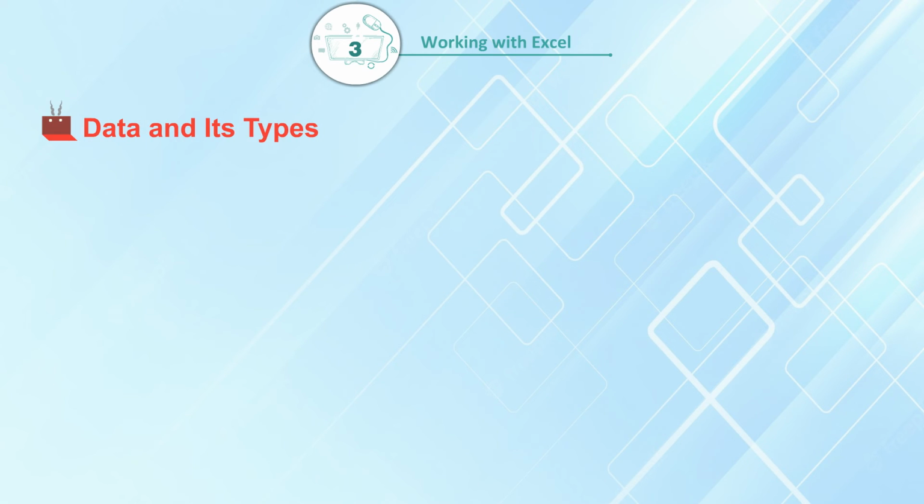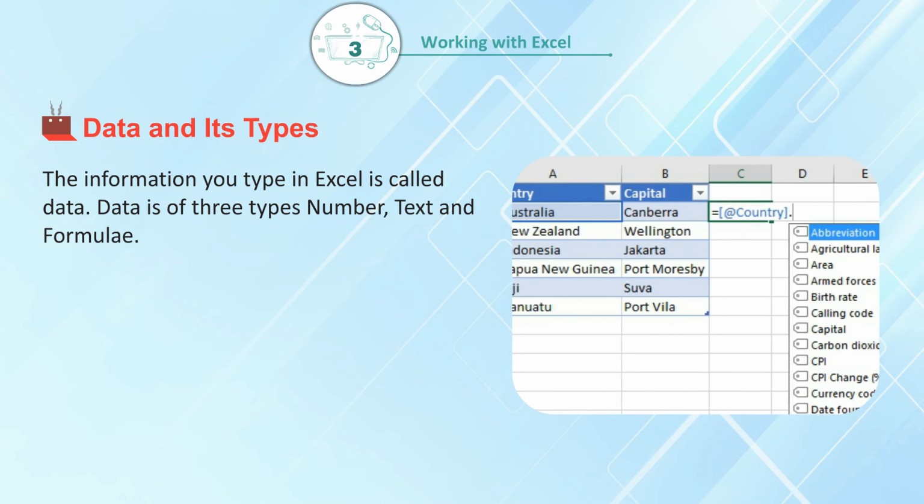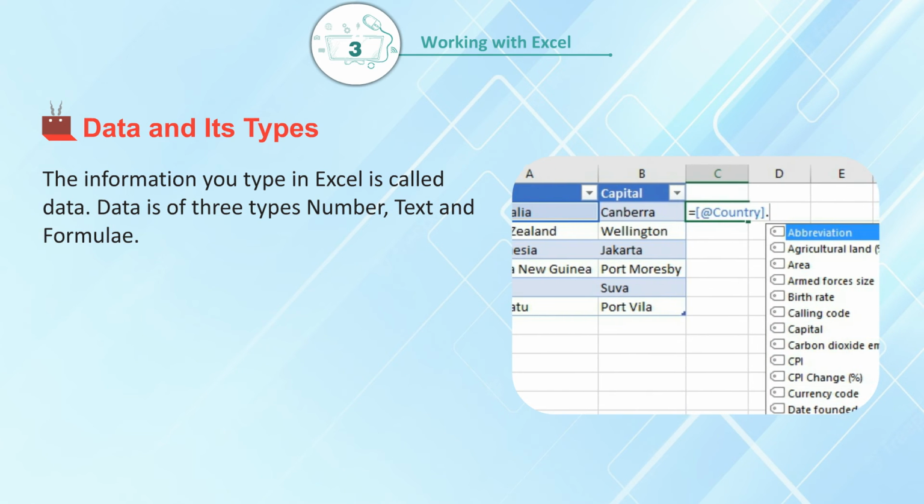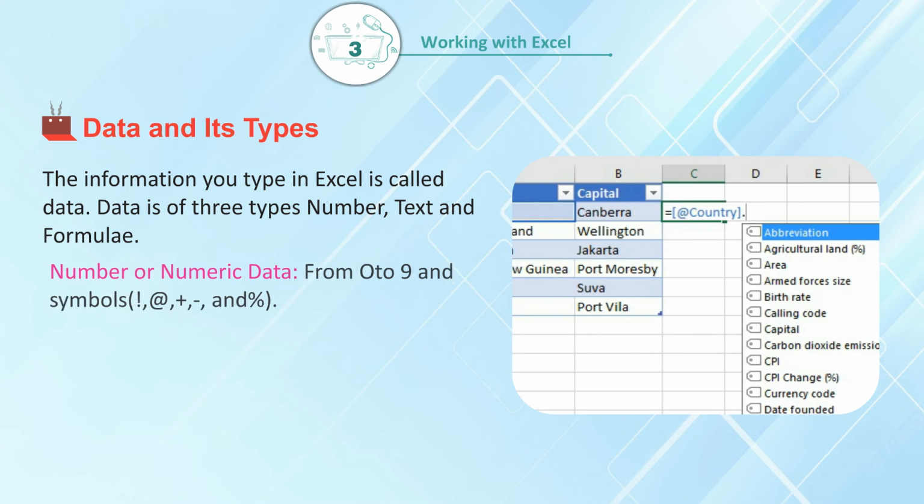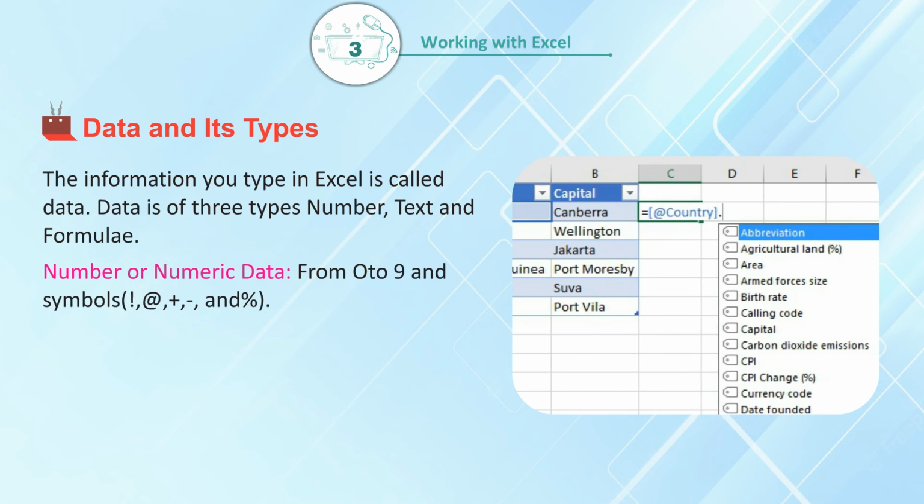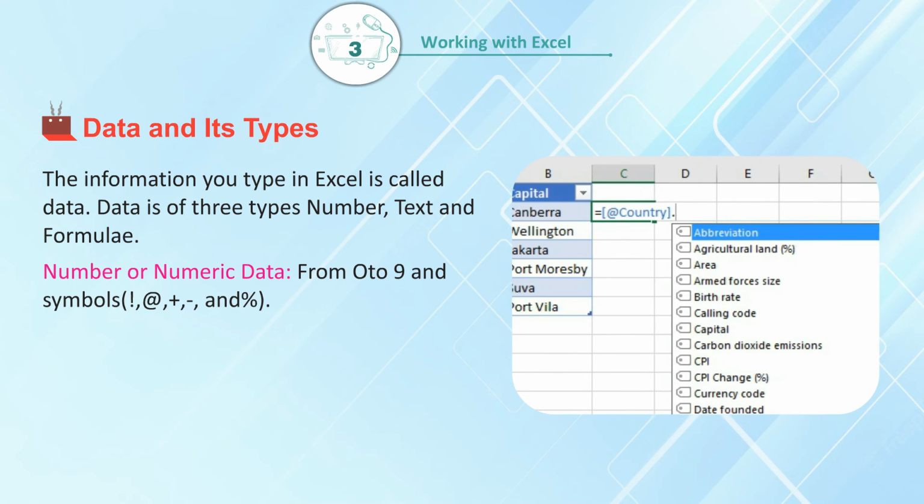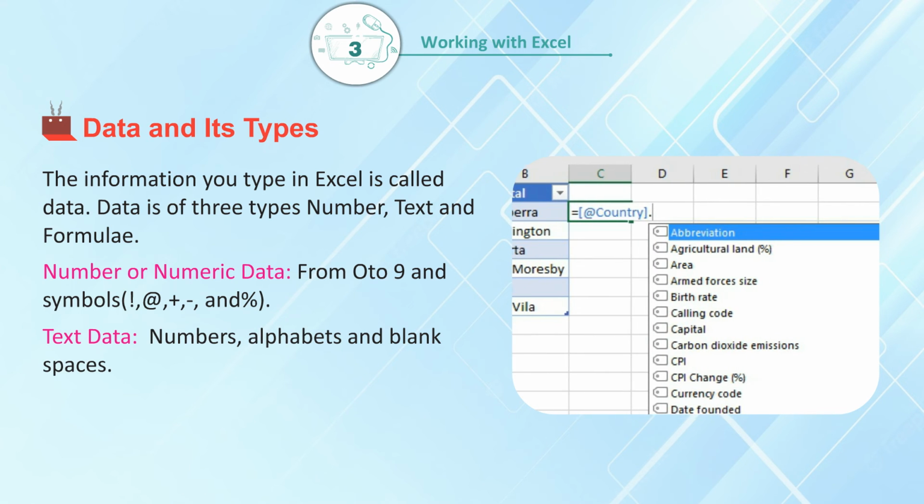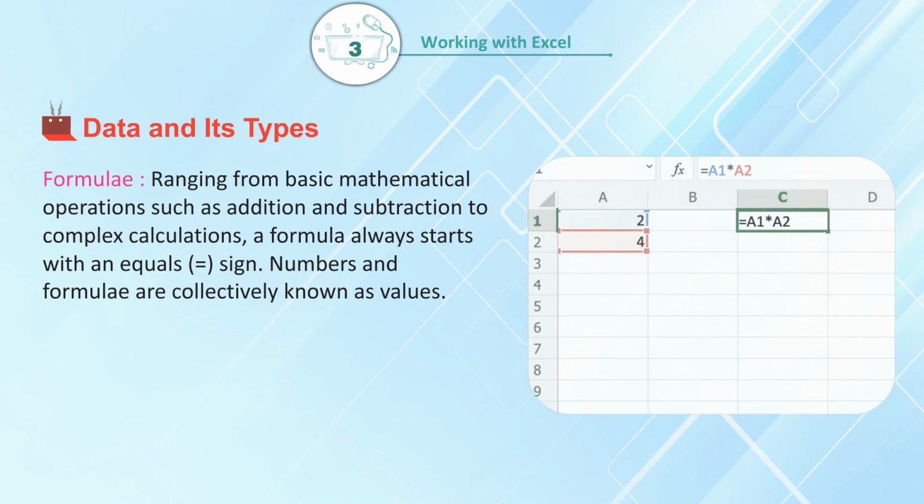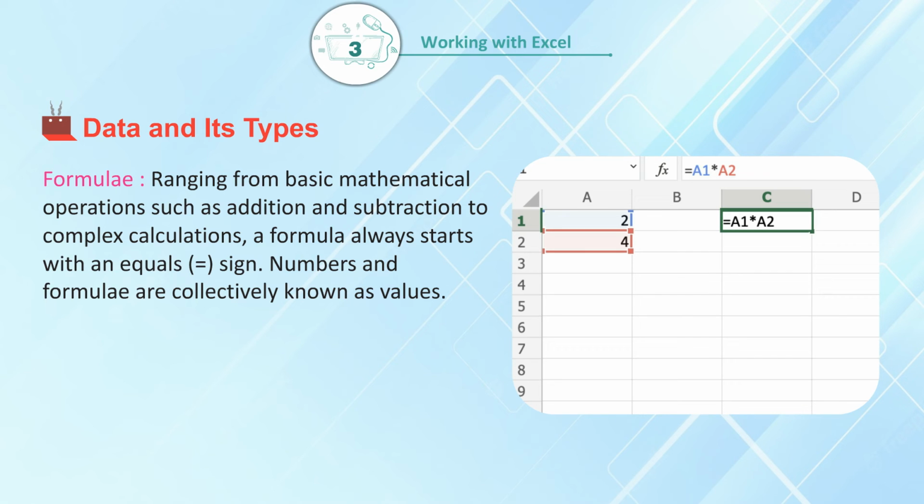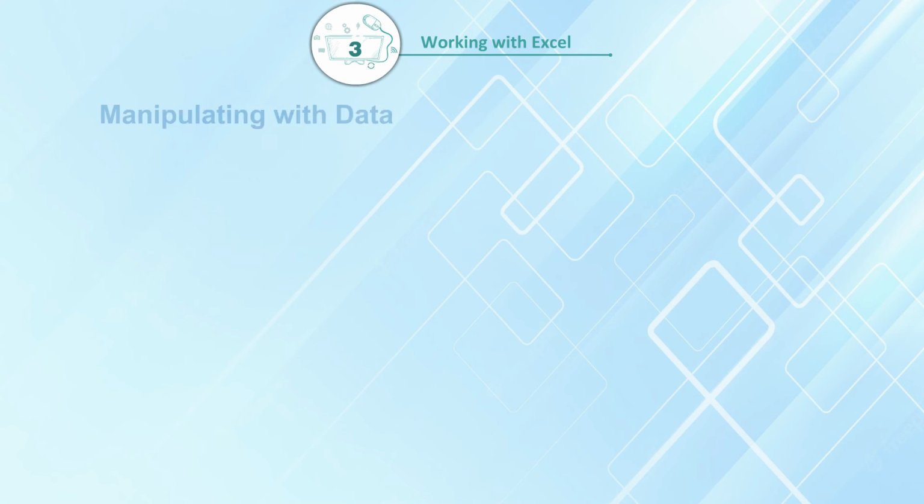Data and its types. The information you type in Excel is called data. Data is of three types: number, text, and formulae. Number or numeric data includes digits from 0 to 9 and symbols such as exclamation, at the rate of, plus, minus, and percentage. Text data includes numbers, alphabets, and blank spaces. Formulae range from basic mathematical operations such as addition and subtraction to complex calculations. A formula always starts with an equals sign. Numbers and formulae are collectively known as values.